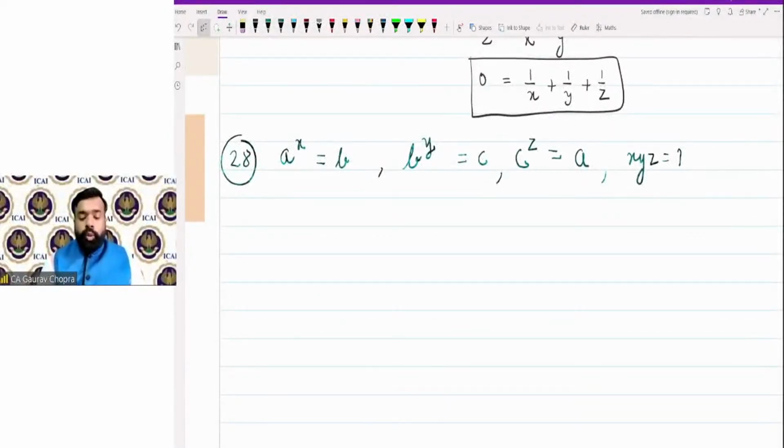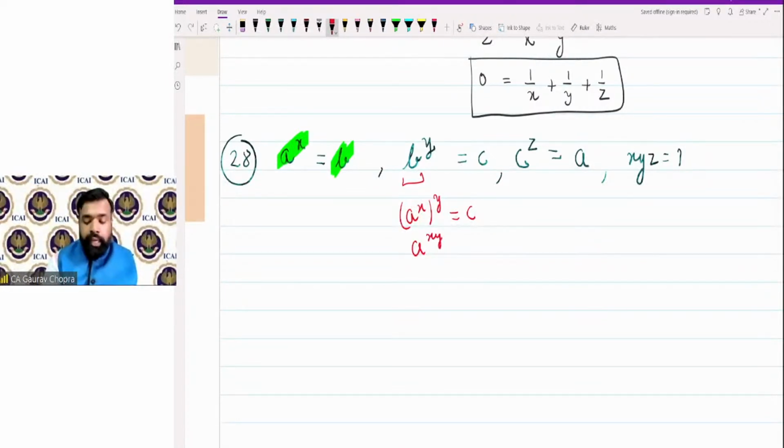So how to solve such questions? See, it's very easy. See, a to the power of x is equal to b. So here, in place of b, you can write the value of b, which is a to the power of x. So let's write a to the power of x whole to the power of y is equal to c. So you can write a to the power of xy is equal to c. Now this is the value of c and it can be substituted here. So let's substitute: a to the power of xy, to the power of z, is equal to a.